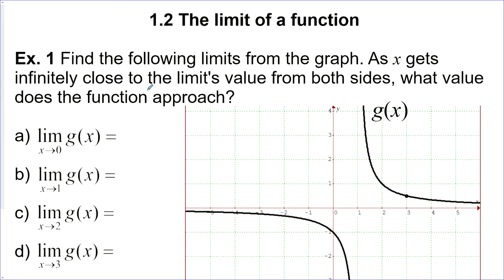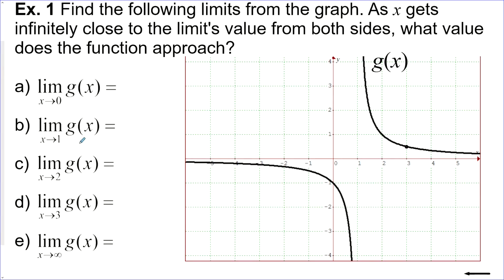1.2, the limit of a function. We want to find the following limits from the graph of g of x. A limit is, as x gets infinitely close to the limit's value from both sides, that would mean from the left side and coming from the right side, what value does the function approach?